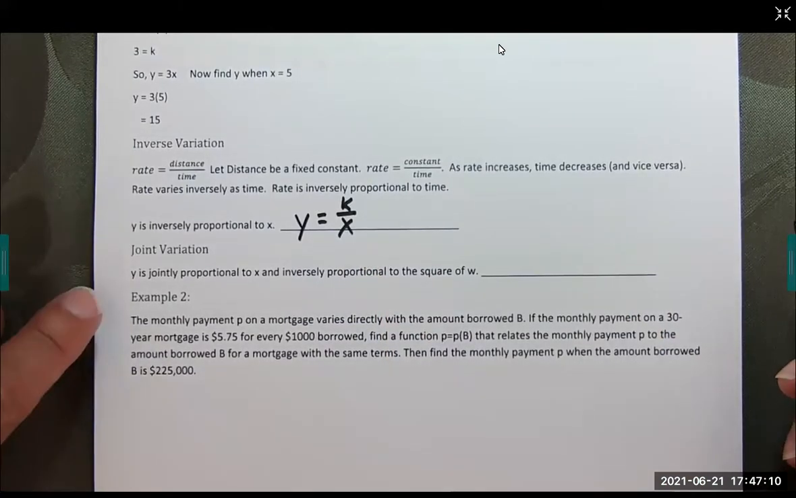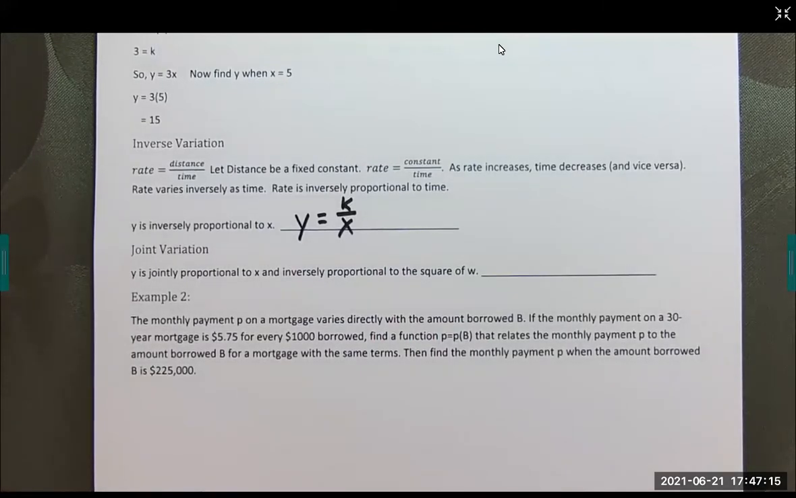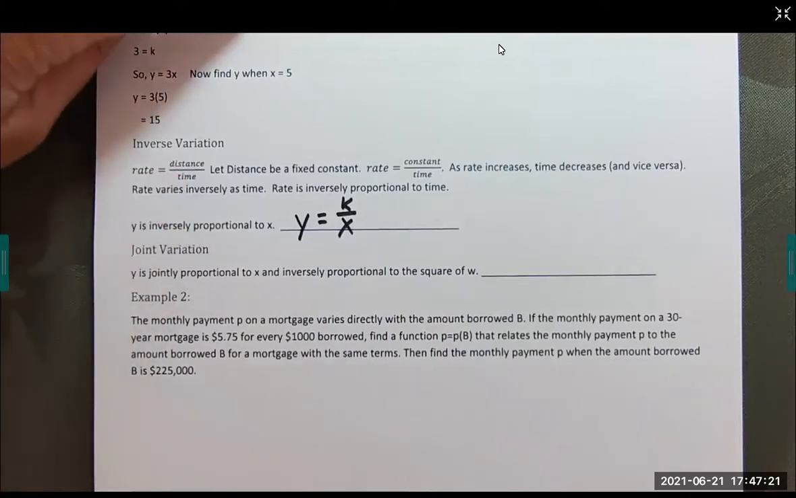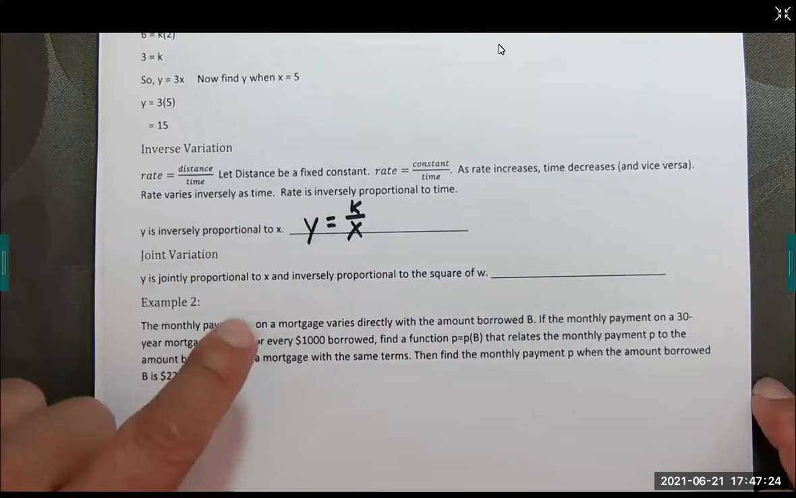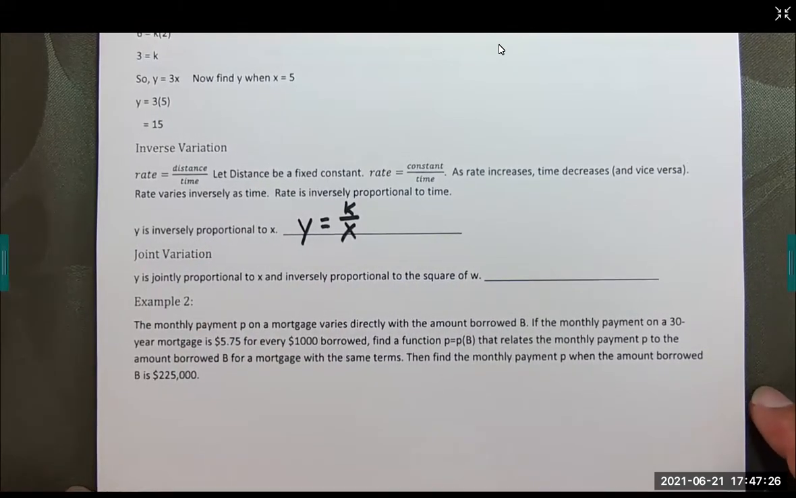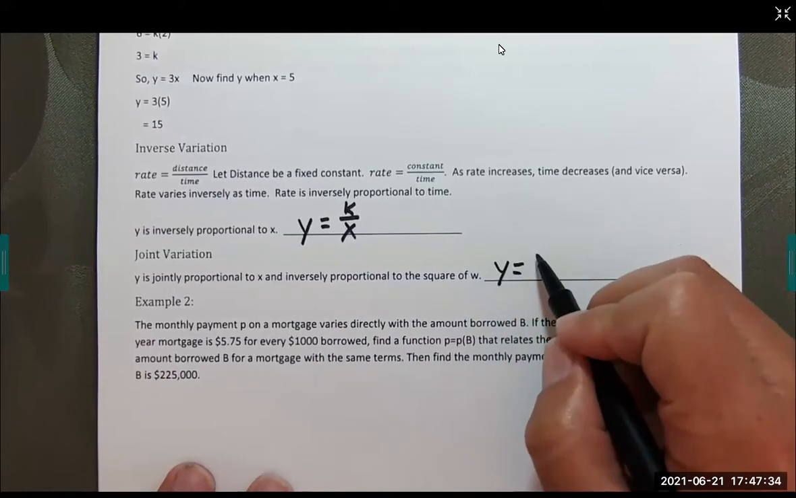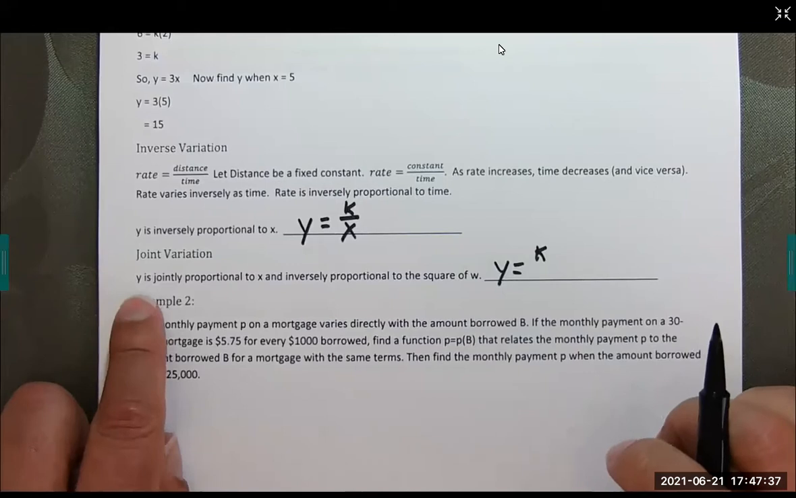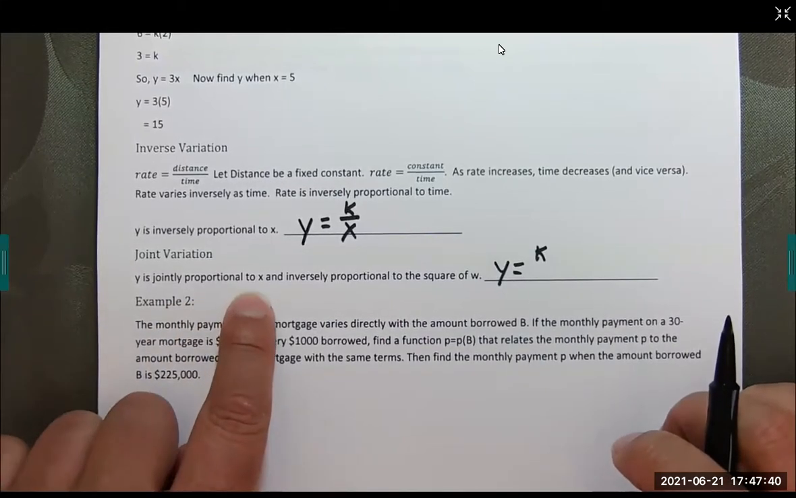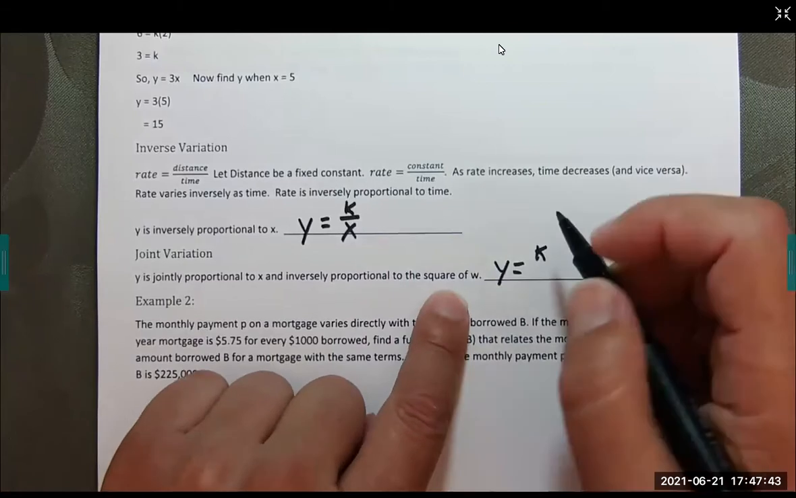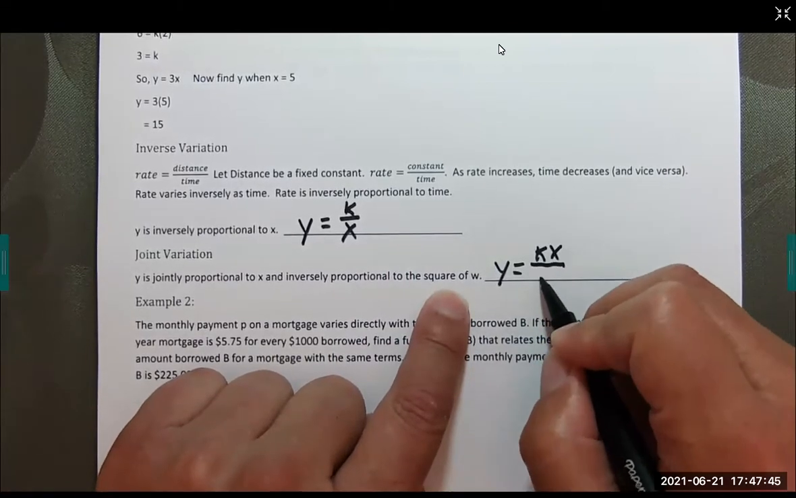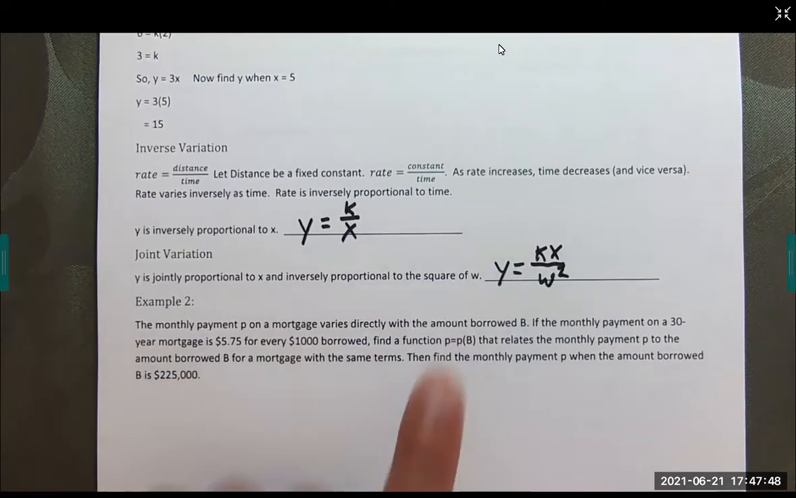And then similar to that, we have joint variation, where there may be more than one thing that is causing the change. There may be both a direct variation as well as an inverse variation. There may be 2 direct variations. There could be lots of things. So what we would say for a joint is that y is equal to k. And this one specifically, y is jointly proportional to x and inversely proportional to the square of w. So directly with x, inversely with the square of w.